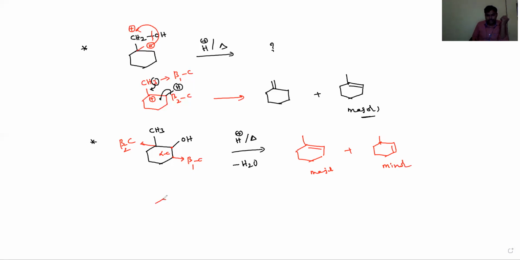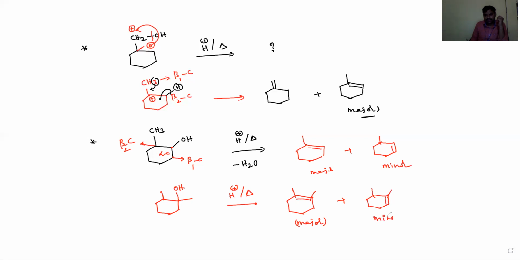Okay, the same way, the OH is present here, and a tertiary alcohol group is present. Now on heating, what is the product? The major product is a tetrasubstituted alkene. This is the major product, and the minor product is a trisubstituted alkene. This is a minor product. Okay, dear students, so these are very important reactions.